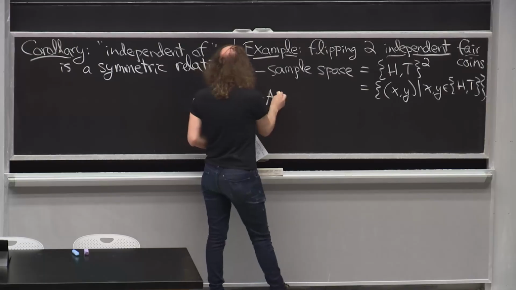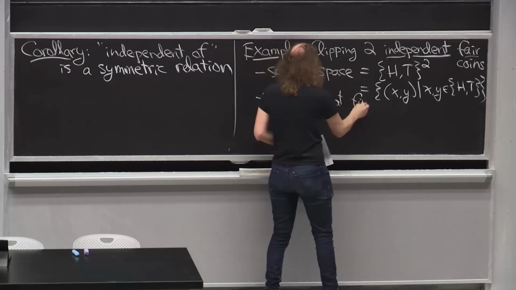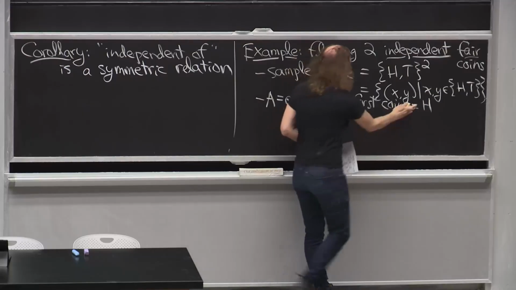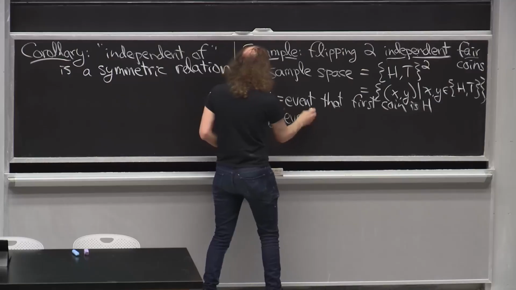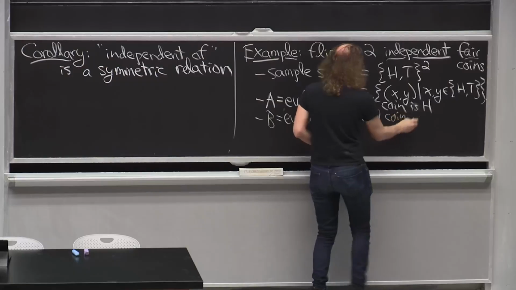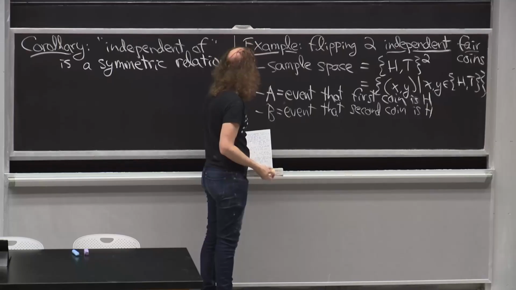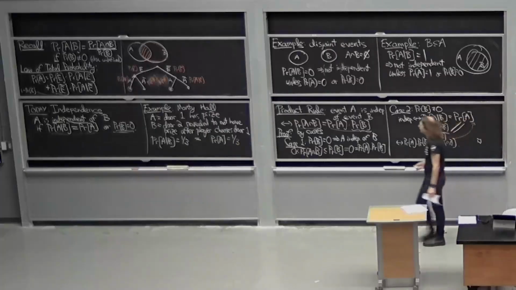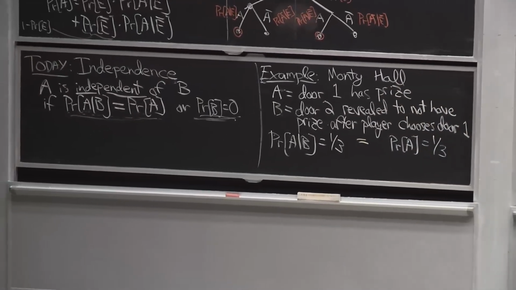All right, so let's do this more precisely. Let's say A is the event that the first coin comes out heads. And let's let B be the event that the second coin comes out heads. OK. I would like to claim that these two events are independent from each other, not just by assumption, but by computing according to either of these formulas. OK, so let's do that so we fully understand the situation.